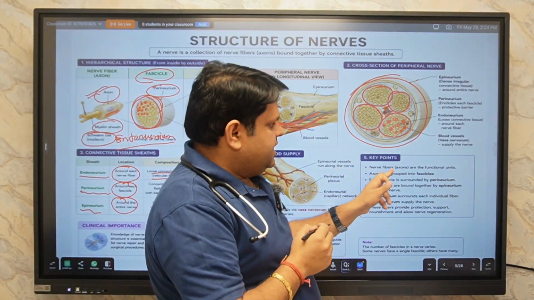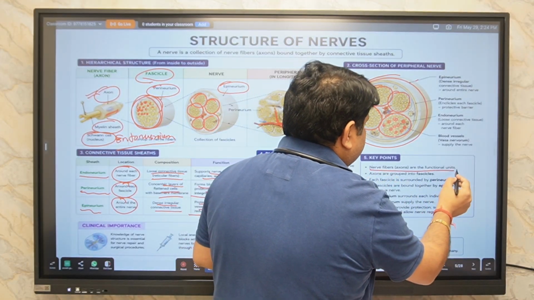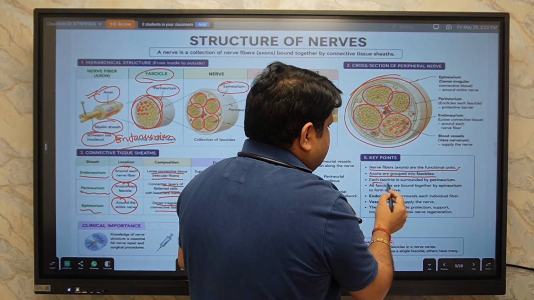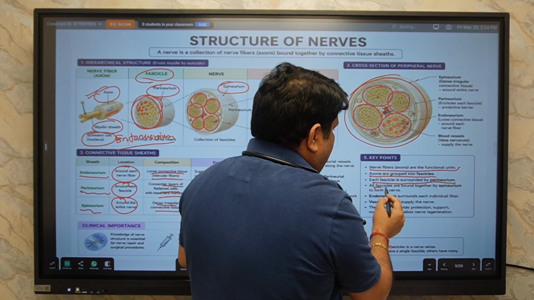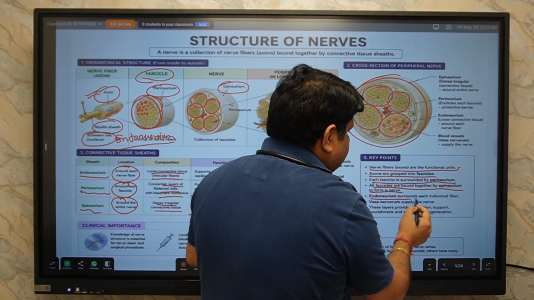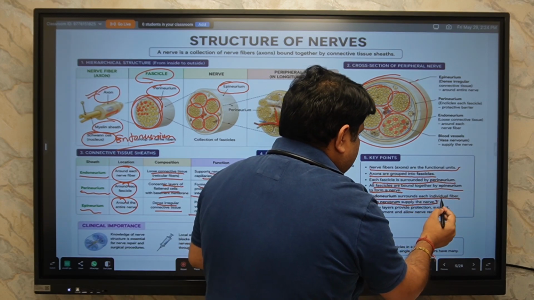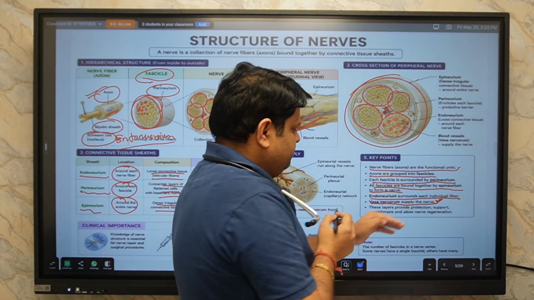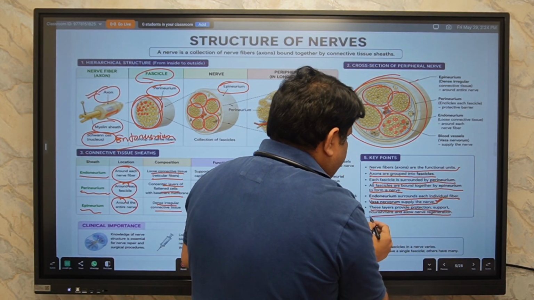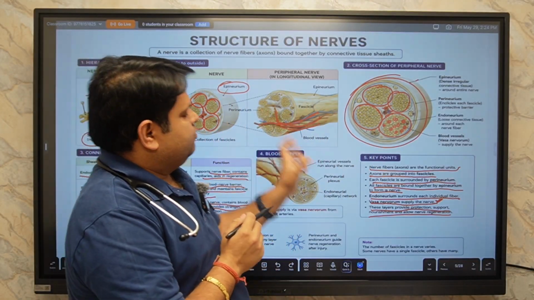Nerve fiber or axon is the functional unit of the nerve. Axons are grouped to form the fascicles. Each fascicle is surrounded by the perineurium. All fascicles are bound together by the epineurium to form a nerve. Endoneurium surrounds each individual fiber. Vasa nervorum supplies the nerve; these are the blood vessels. These layers provide protection, support and nourishment and allow nerve regeneration. So this is all about the structure of the nerve.